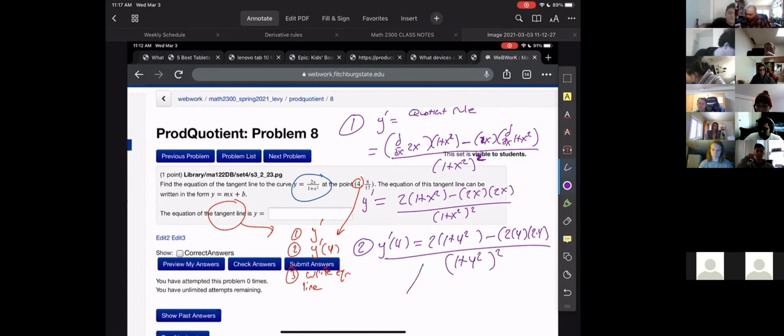Right, and this is going to be the slope. And then you have your m, and you write the equation of the line in part 3 there.